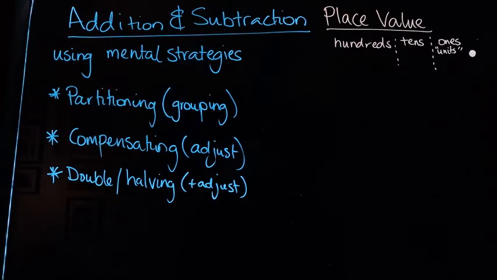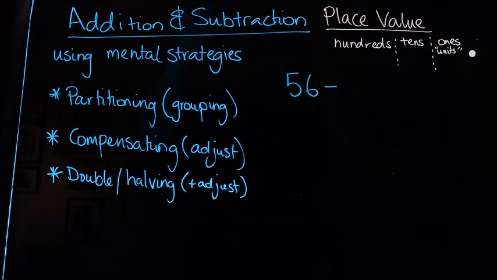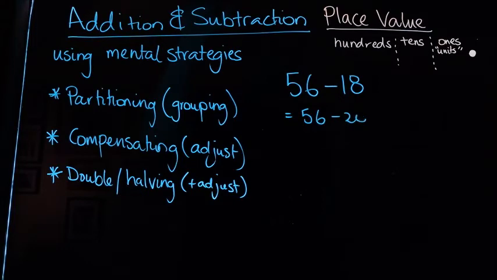Okay. Now, I'm going to give you another sum here just to work through, and we could talk about this. Let's make it 56 subtract 18. A little bit tricky. So what I'm thinking, if I did 56 subtract 20, I would be a little bit off, but because I subtracted 2 extra, I can adjust by adding 2 more.